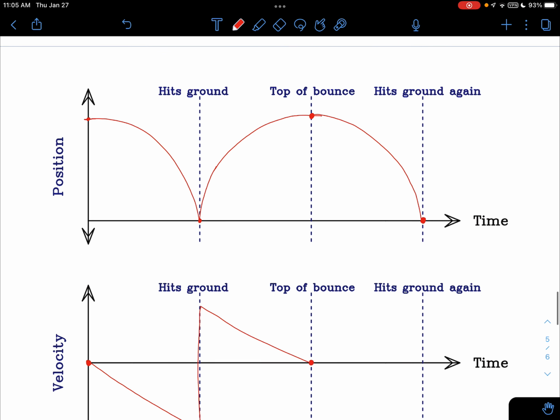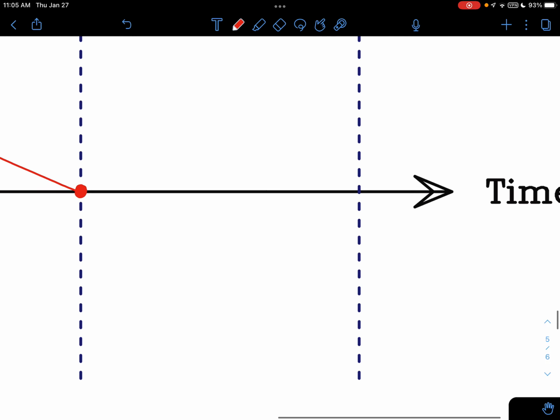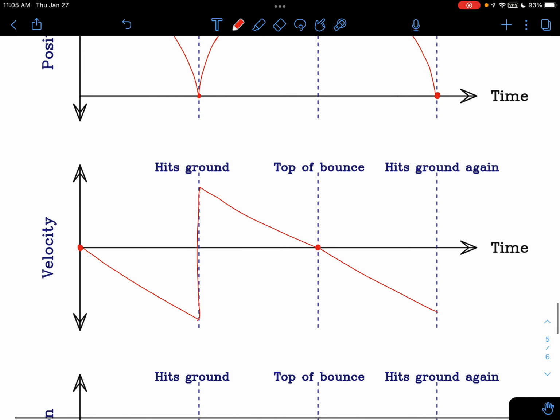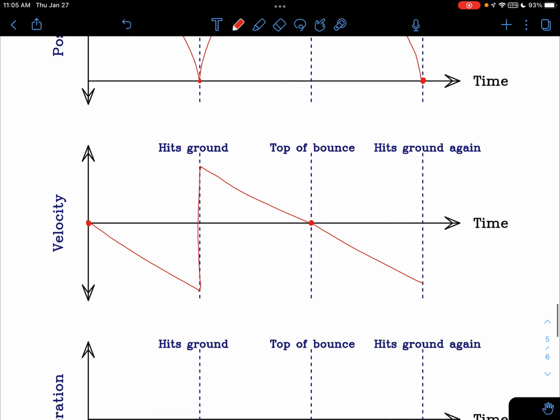And then the same thing happened as before, because we started at zero and then we got more and more negative. So it's the same thing over here. We're going to hit this zero over here. It's going to get more and more negative, like that. So here's our velocity versus time.